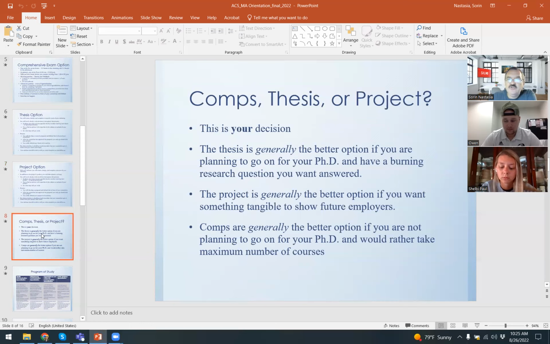So what should you choose? Comprehensive examination, thesis, or project? This is your decision. The thesis is generally the better option if you are planning to go on for your PhD and have a burning research question you want answered. The project is generally the better option if you want something tangible to show future employers. And comps or comprehensive examinations are generally the better option if you are not planning to go on for your PhD and would rather take maximum number of courses.